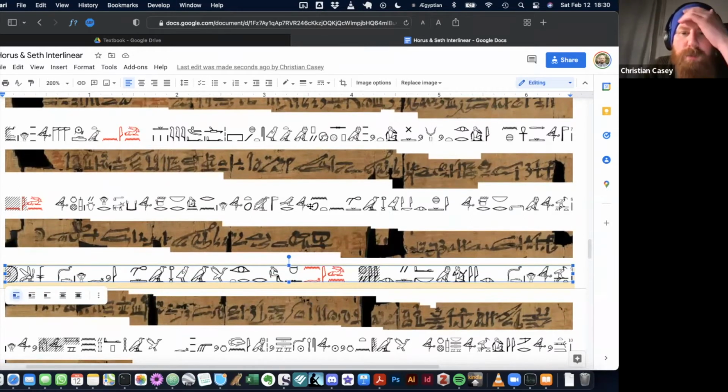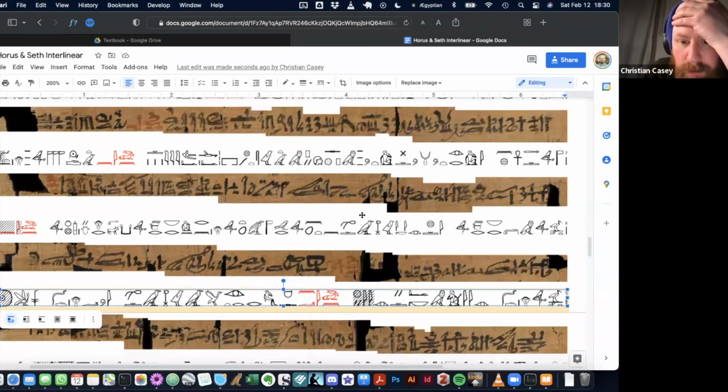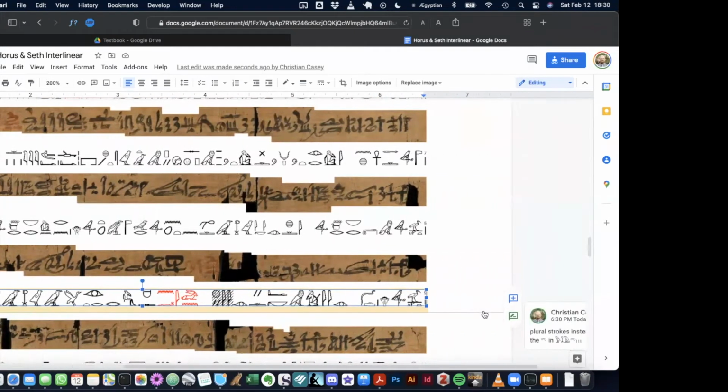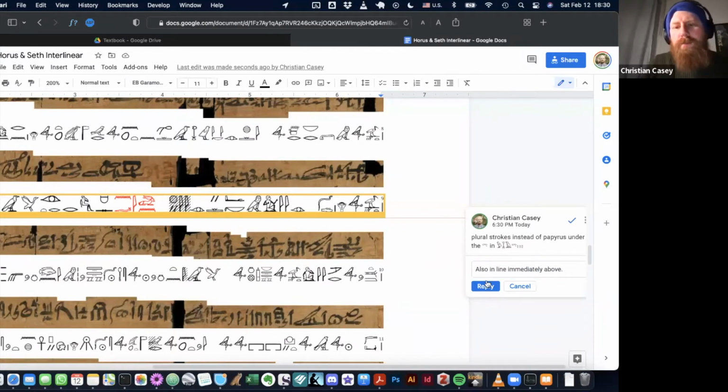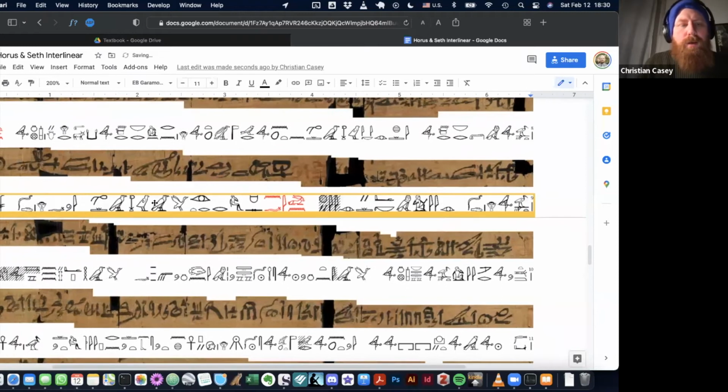Further, do we have this word before? Yeah, yes, it's here. It looks pretty much the same. Okay. Yeah, that's a fix I should make.